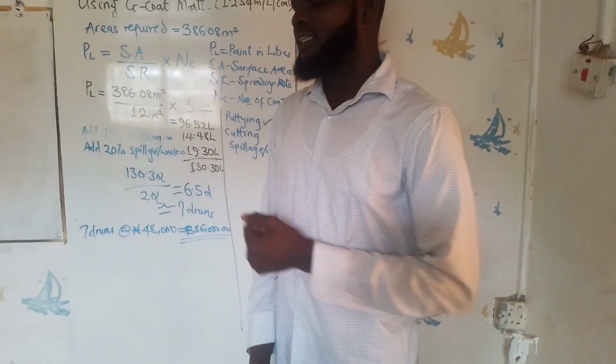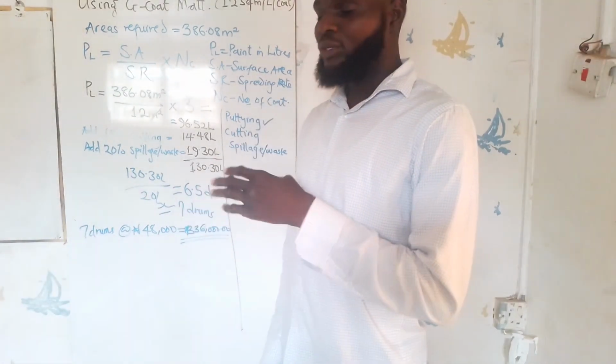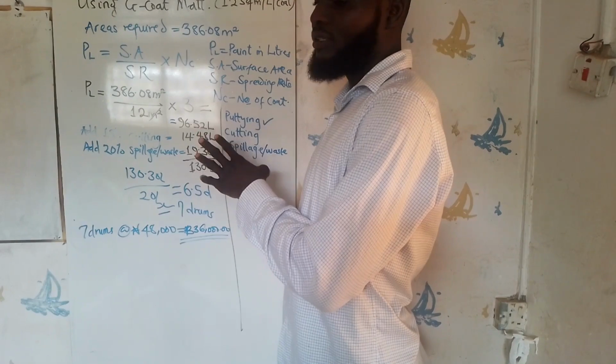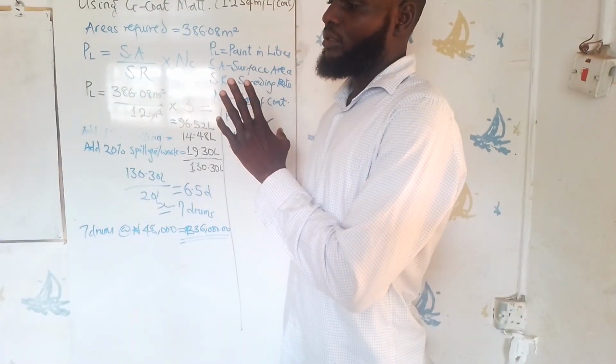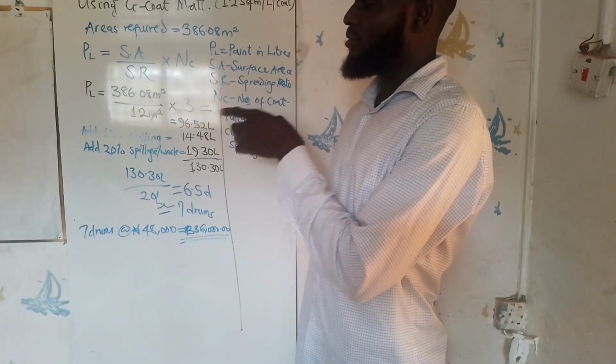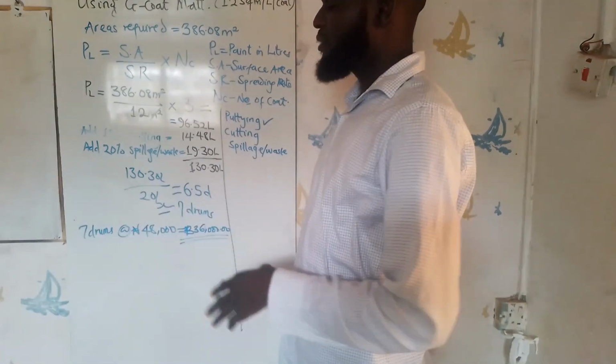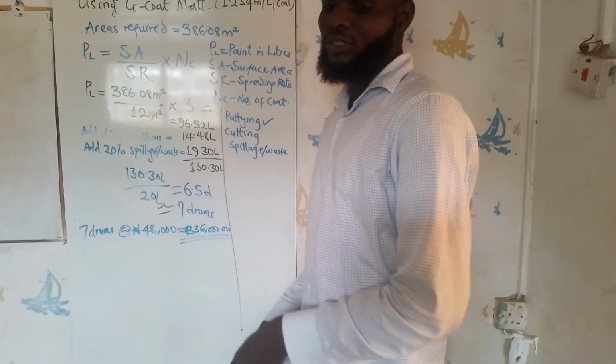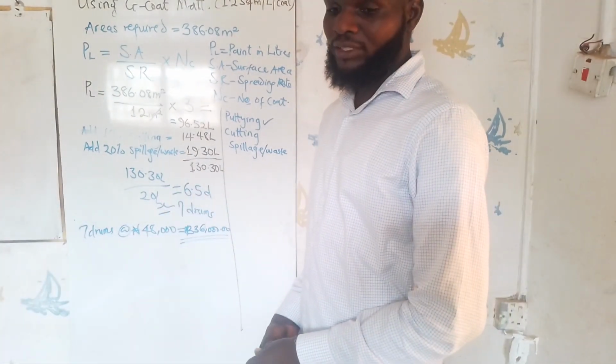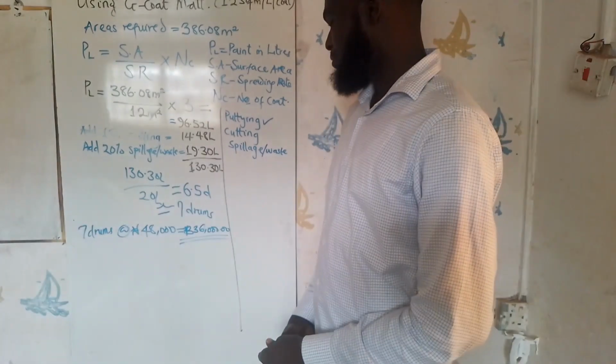Now, try to determine the paint required for the internal of this ground floor. You can go back to part 1 of it, look at the ground floor, and calculate the paint required for it. Send your result to the comment section to be attended to.